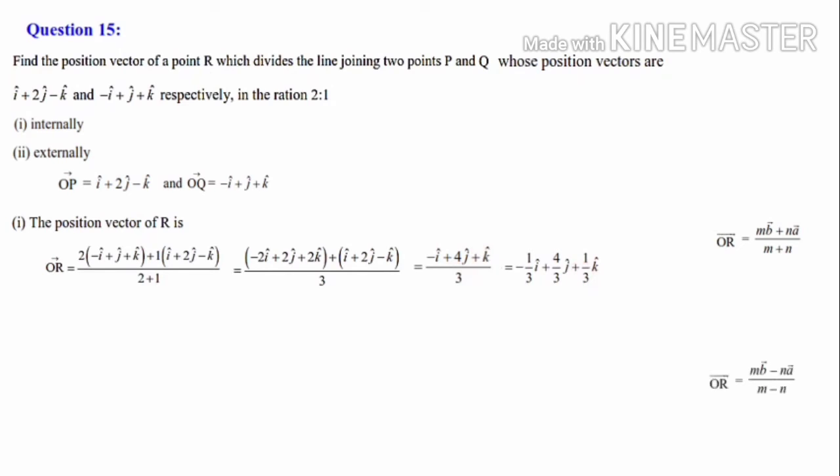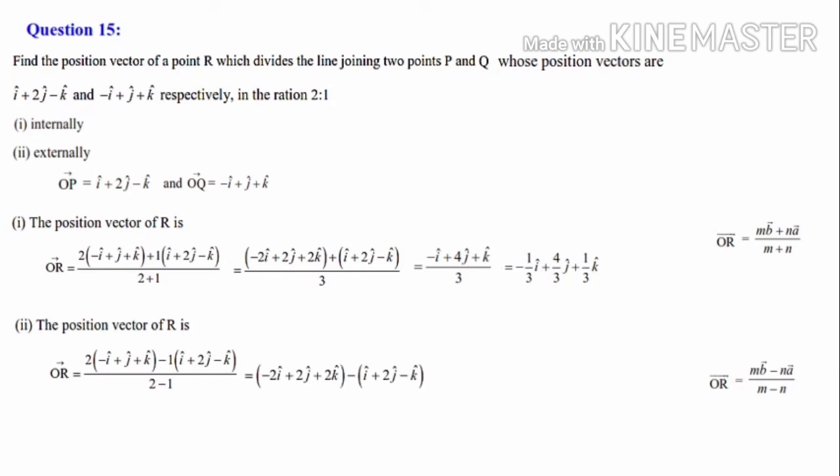Next is the external division. The formula is vector OR is equal to mB minus nA divided by m minus n. So the position vector of R, OR, is equal to m into the second vector, where m is 2 and the second vector is minus i cap plus j cap plus k cap, minus n, which is 1, into the first vector, i cap plus 2j cap minus k cap, divided by m minus n. For external division it is minus, so 2 minus 1.